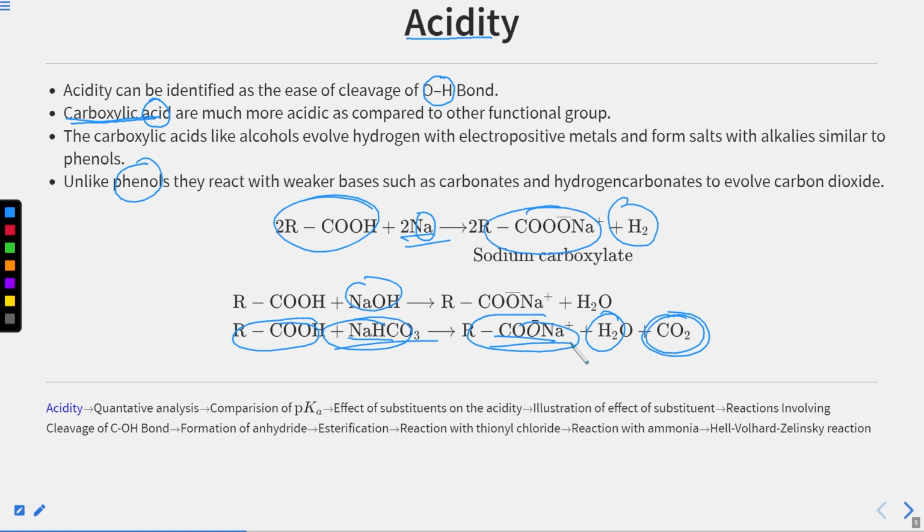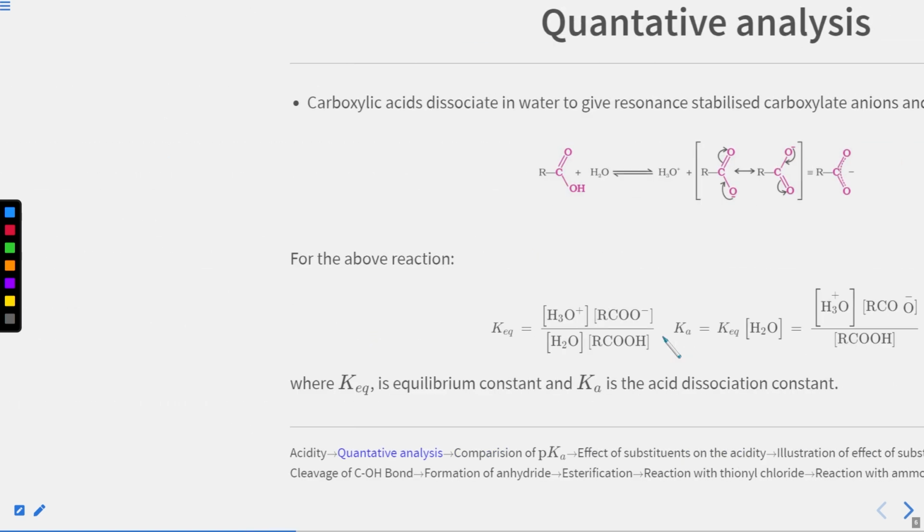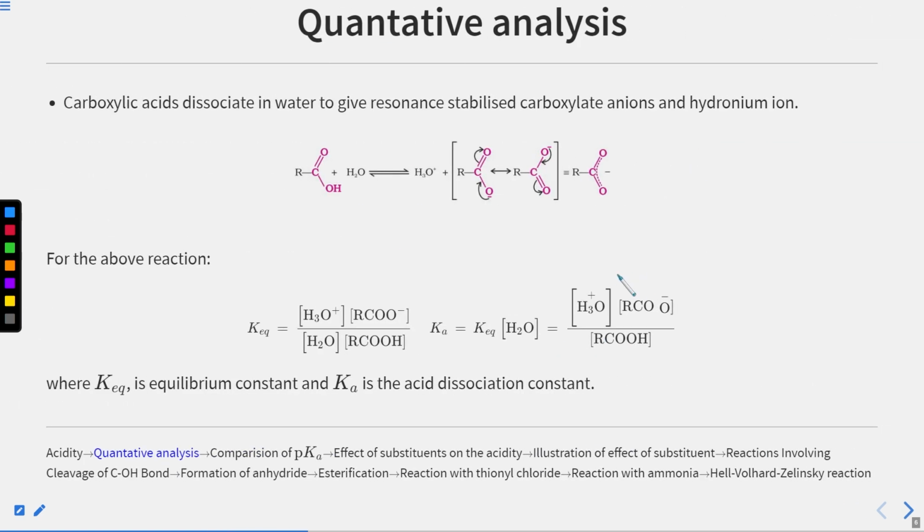Now let us compare this acidity; we will try to quantify it. Before moving to the substituent part, we will try to quantify it. So how can we quantify it? We react our carboxylic acid, or we can say we simply do the hydrolysis of the carboxylic acid, and we get a stabilized ion.